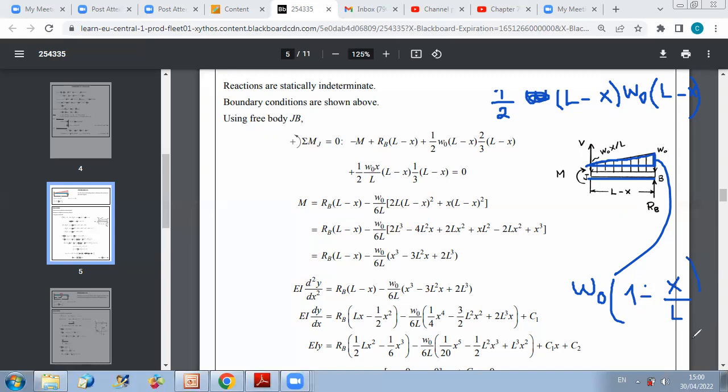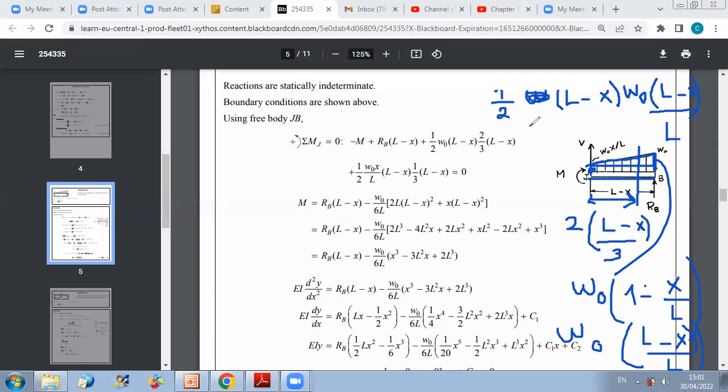And if we use the same denominator, we get that the value of this height is omega 0 times L minus x over L. So we can now replace the force. The force is half times L minus x times omega 0 times L minus x over L. And now don't forget to multiply by the distance. So this is F. To get the moment about this point, we should multiply by this distance, which is 2 times L minus x over 3.